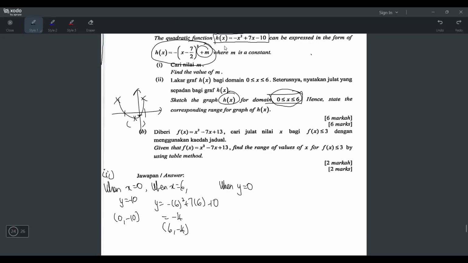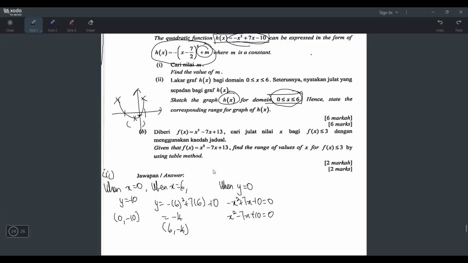Just sub y = 0 now. So when you sub y = 0, what you're finding is the x-intercept. It means you take the whole thing equals 0, because I told you y and h(x) are the same thing. So negative x squared plus 7x minus 10 equals 0. And then you factorize this. The negative you can change the signs, so it becomes x squared minus 7x plus 10 equals 0. The negative can be ignored because the other side is 0.